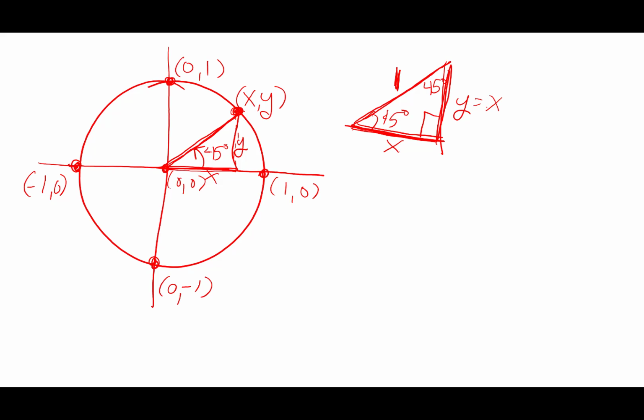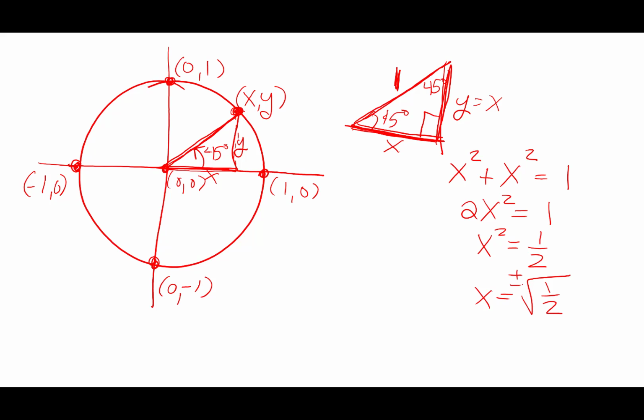Now, using the Pythagorean theorem, I know that one leg squared plus the other leg squared is equal to the hypotenuse squared. So I have x squared plus x squared, since both sides are x, is equal to 1 squared, which is 1. Then I have 2x squared, when I combine my two x squares, is equal to 1. Then I can divide both sides by 2, so x squared is equal to 1/2. And then I square root both sides, and I get x is equal to the square root of 1/2, and I don't want to forget my plus or minus.